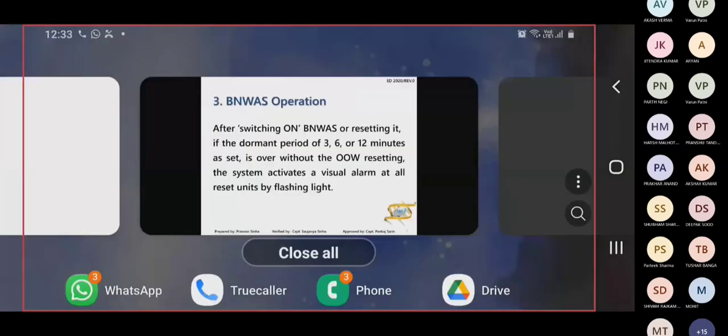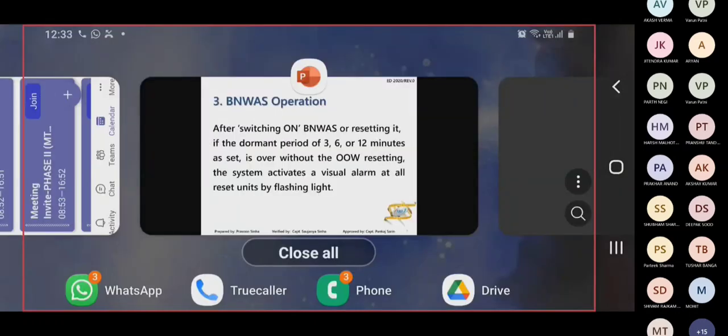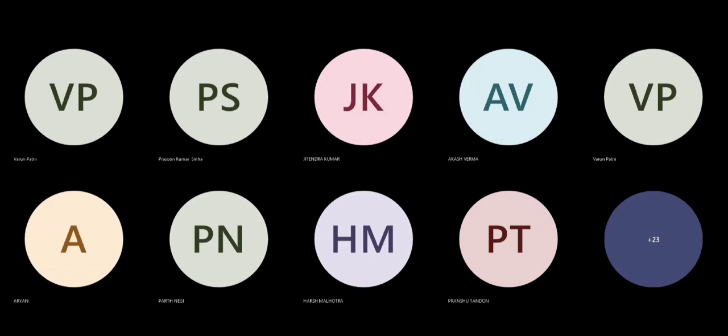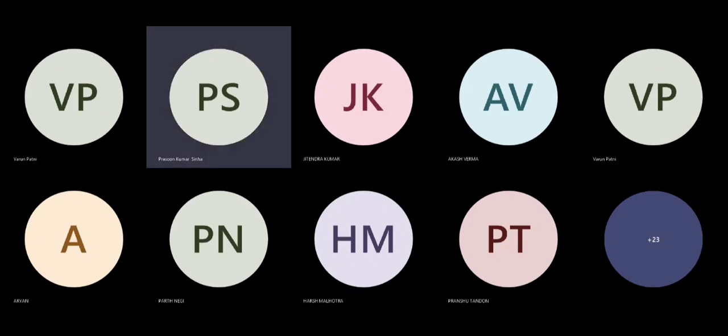So, sir, it means every information which is passing through goes first through NMEA, then to any other equipment, because NMEA is converting the information. So every information first will go to NMEA. Nice.